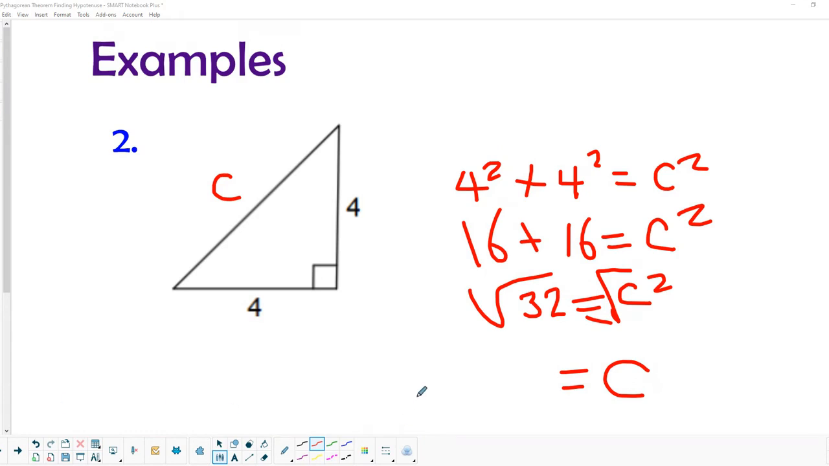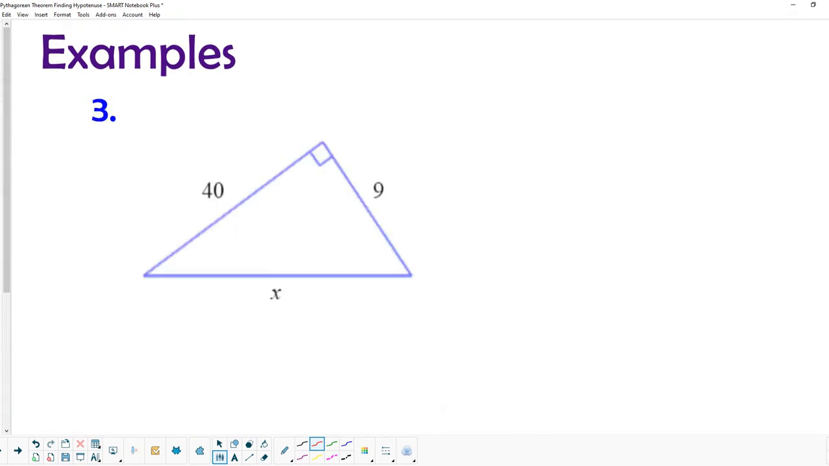and you end up with about 5.656. And there's some more decimal even after that. But if you round it to the nearest tenth, you get 5.7. So depending on how they ask the problem in your assignment, that's what you'll do.